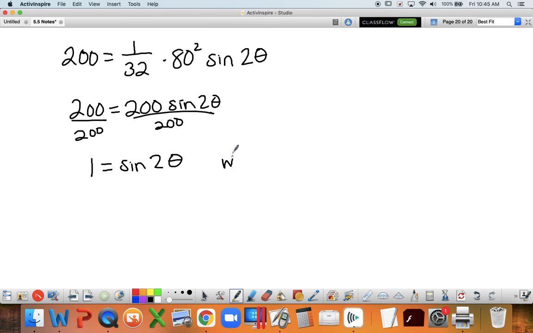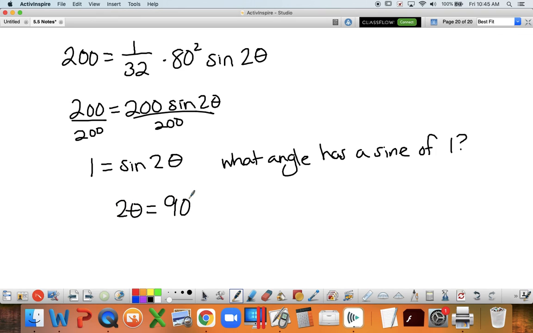So I have to consider what angle, and let's talk about it in terms of degrees, has a sine of 1. So the angle that has a sine of 1 is 90 degrees. So therefore, the player needs to kick the ball at an angle of 45 degrees so that it will travel 200 feet.